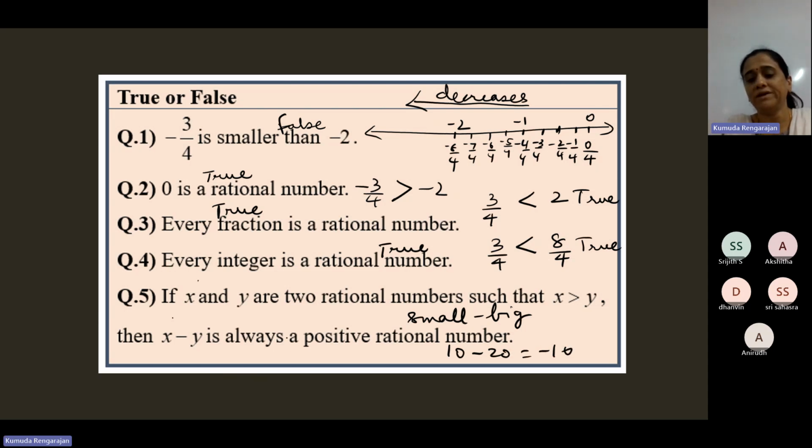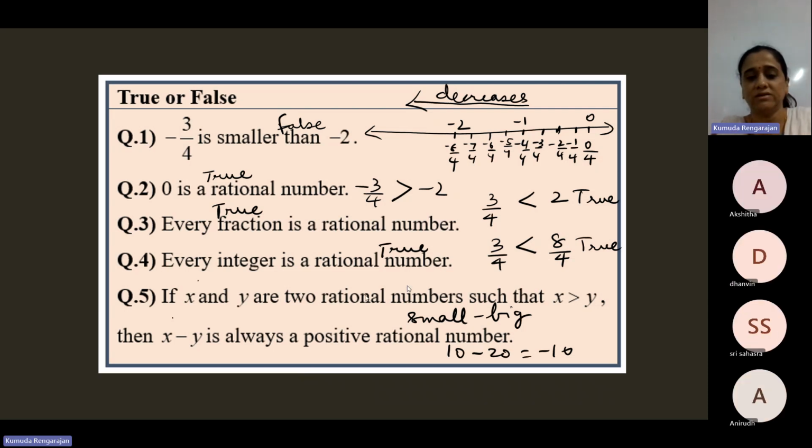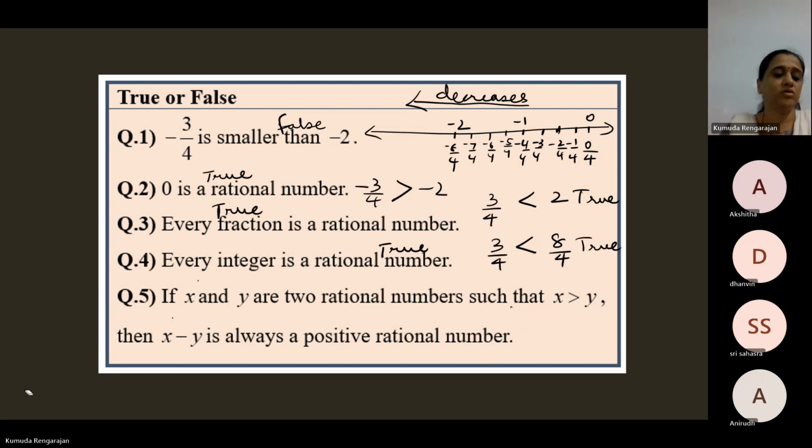When you perform small minus big, 10 is smaller than 20. So when you do small 10 minus big 20, 10 minus 20 is minus 10. Then you get a negative answer. So is the last statement true? Akshita? Ma'am? Last one is true. Do you understand that?